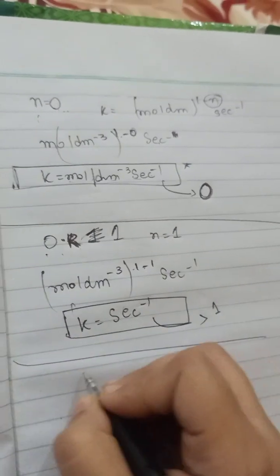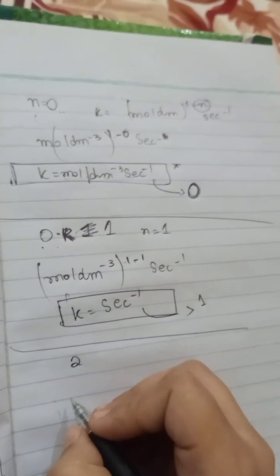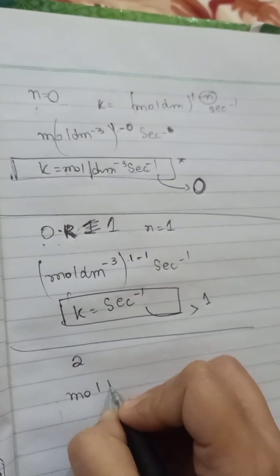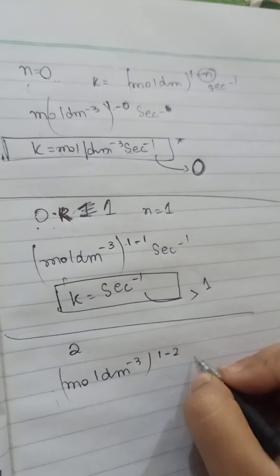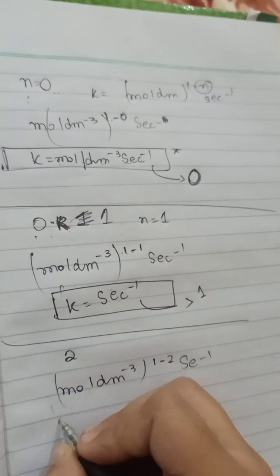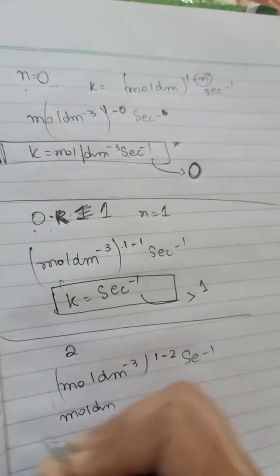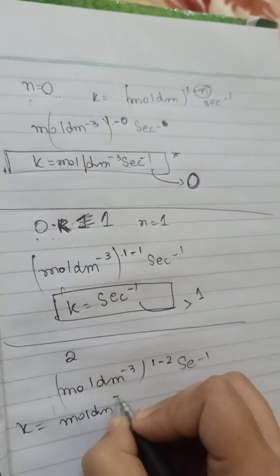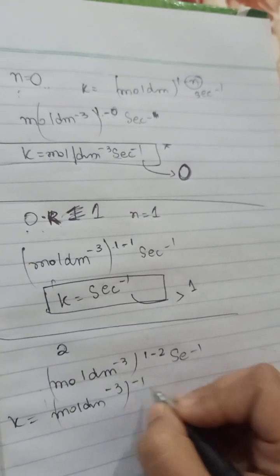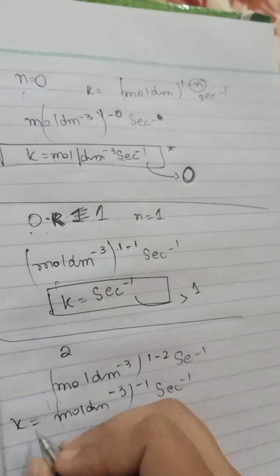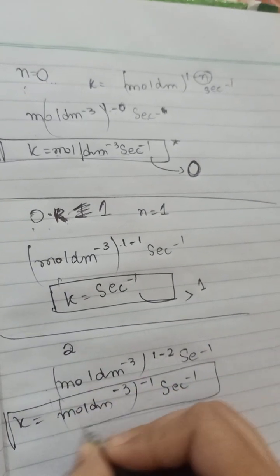Alright, if the order of reaction is 2, what will be the unit of the K? Here we are having 1 minus 2, second inverse. So K is equal to mole into dm cube to the power 1 minus 2, which is minus 1, and second inverse. This is the unit of the K when the order of reaction is 2.